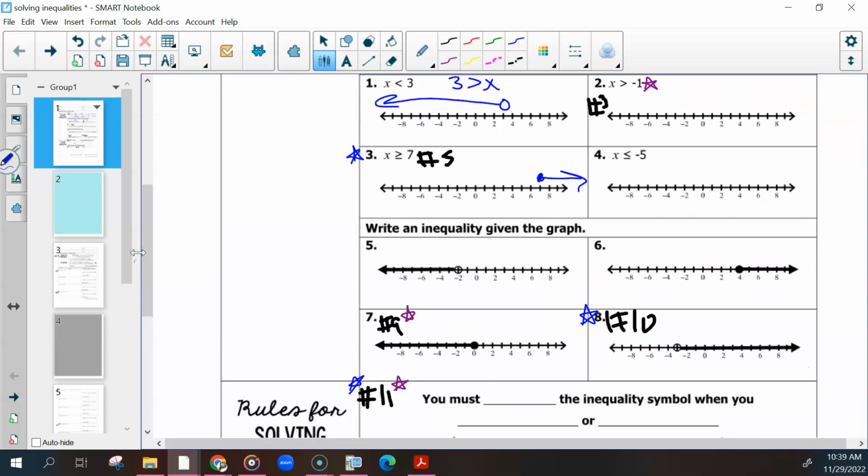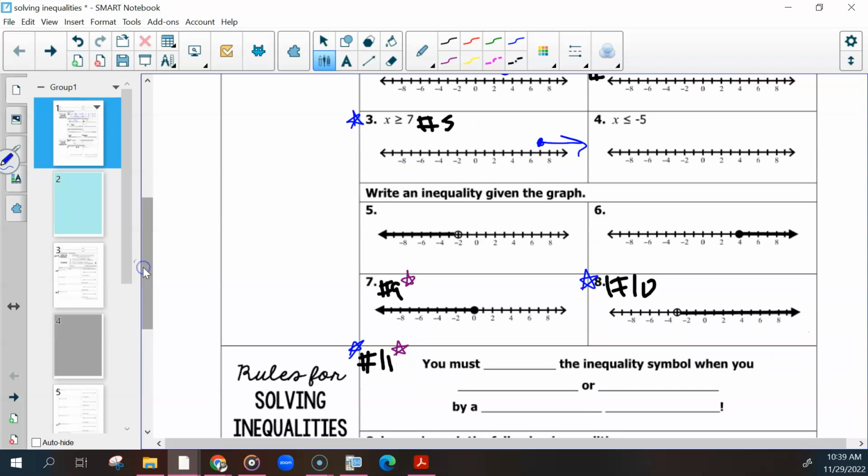So we're going to be practicing graphing as well as writing. So now these are switched. Now they are graphed, and we have to write the inequality. So for number 5, what would that inequality be? X is less than -2. Because it's an open circle, it has to be less than or greater than. Because it's going to the left, it has to be less than, and it's at -2.